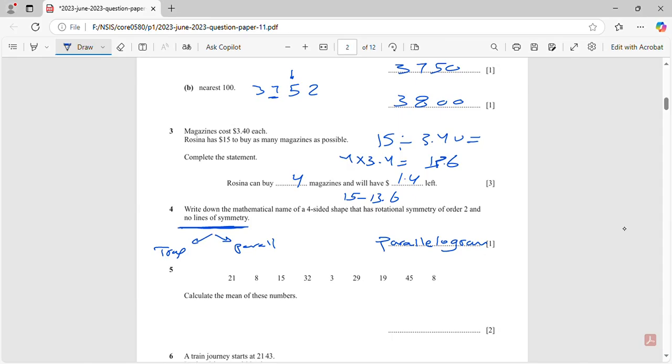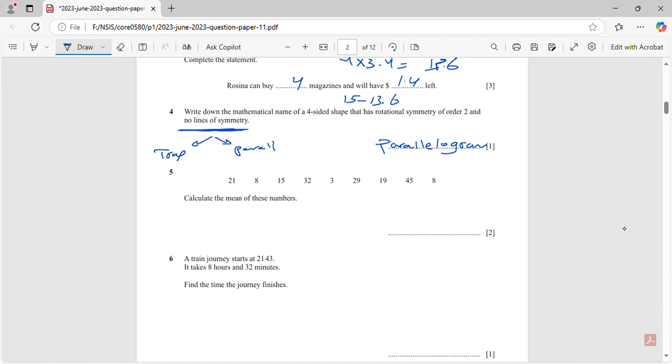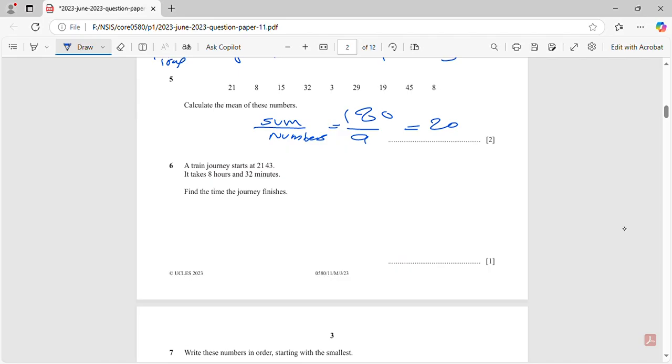For number 5, he asked me to calculate the mean of these numbers. How can I find the mean of the numbers? The mean means I have to add all the data and divide by the number of data items, right? So I add all the data and divide by how many there are, which I have to count. I have 9 data items here. The summation of the data will be 180. Divided by 9, because 9 is the number of data items, it will equal 20. Okay.